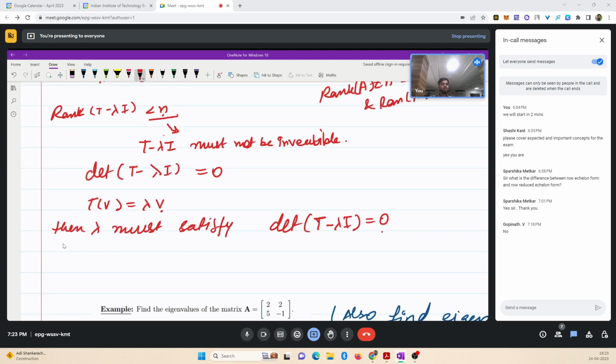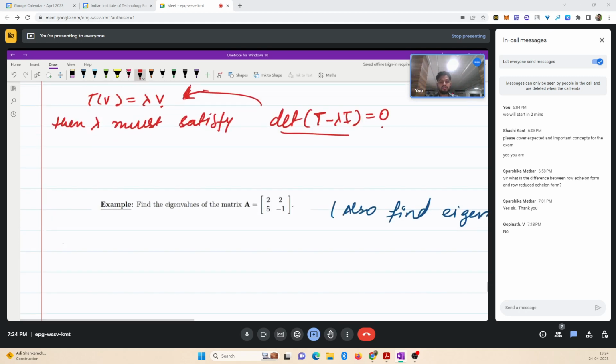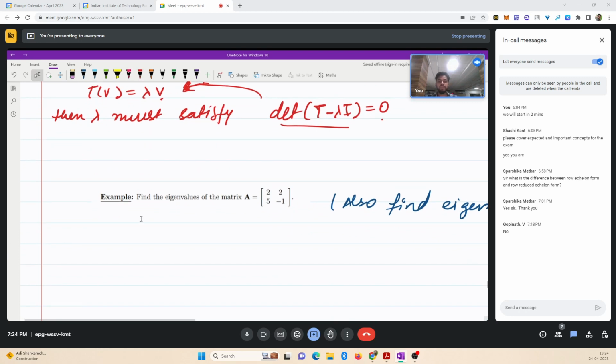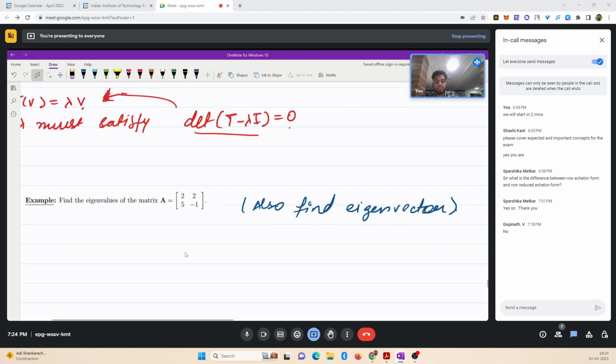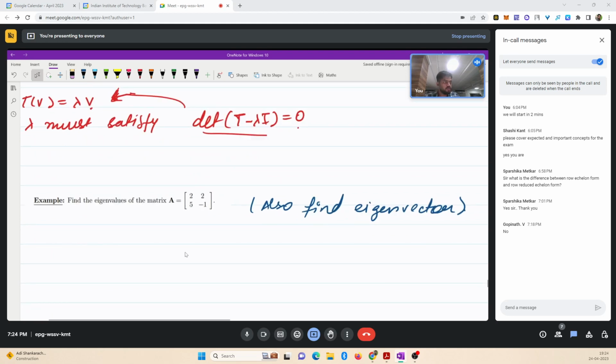So whenever you have been asked to find eigenvalue or eigenvector, the first thing that you do is you find eigenvalue that satisfies this equation. Then you use those eigenvalues in this particular equation to find eigenvectors. Okay. So I'll do a pretty simple example. So I have been asked to find eigenvalue for this particular matrix. What I'll do is I'll also find eigenvectors corresponding to it.